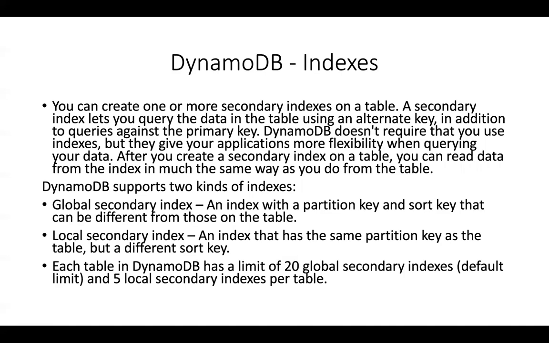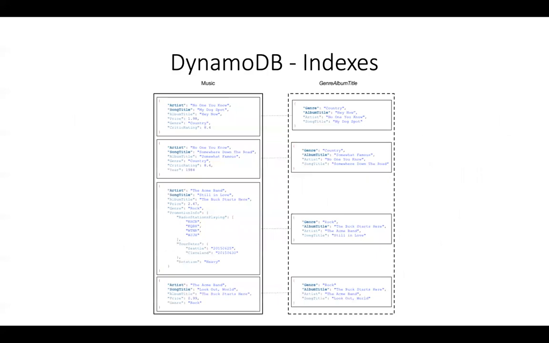Now let's look at the next concept. You can see in this example the music table, where you have the artist and the song title like we discussed before. But then you have a global secondary index that you have created called genre album title, where the genre is the partition key and the album title is the sort key. This is pretty cool.